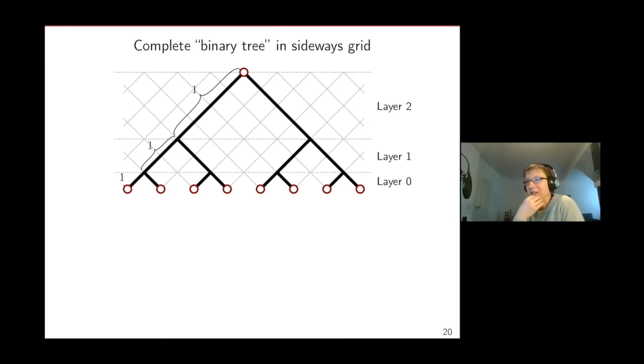And it's very interesting for several reasons. So actually it is an isometric embedding of this binary tree into this grid. So the distance, for example, from, oh no, sorry, that's an overstatement.